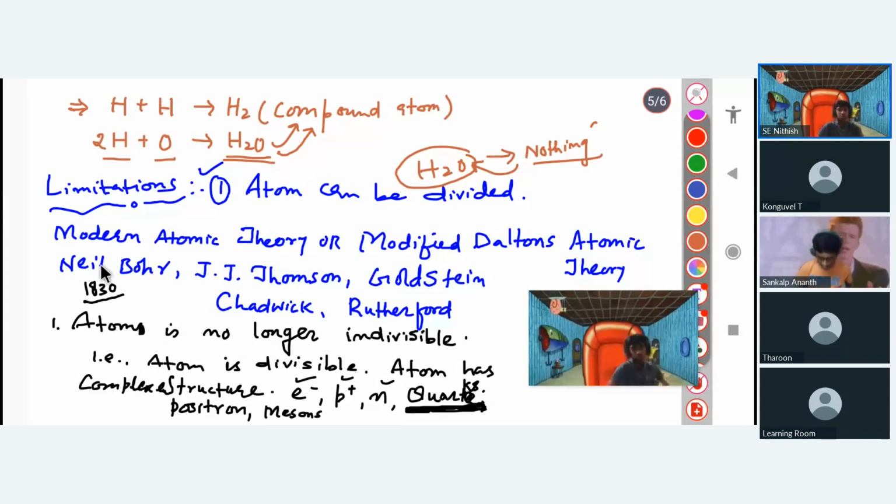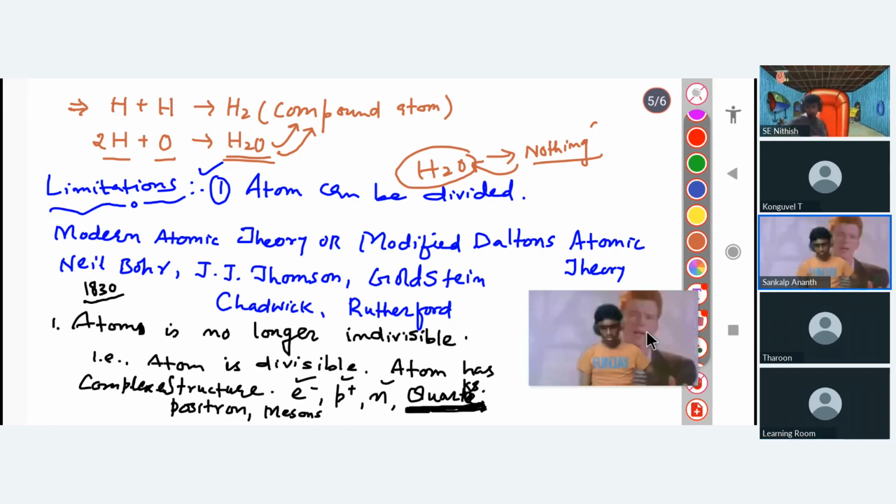So what about gluons, sir? Yes, gluons are also inside the atom. There are various particles, like positive meson, negative meson, neutral meson, and similarly gluons. But we do not have to go through that. We have to just study the discovery of electron, proton, and neutron.